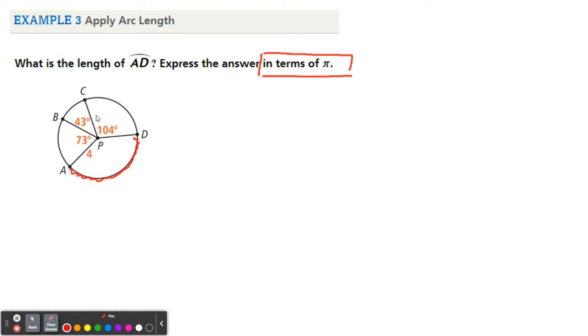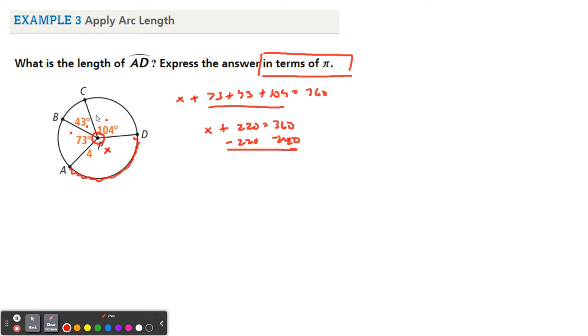In order to do that, I do need the central angle. Notice I don't have the central angle, but I do have 1, 2, 3 other central angles, and I should know that these 4 central angles have to add up to 360. So if I take the angle that I want, I'm going to call it x, and I add it to 73, 43, and 104, those should equal 360. So again, you just add up the 3 you know. This gives you x plus 220 equals 360, and subtract 220 on both sides. X equals 140. And there we go.